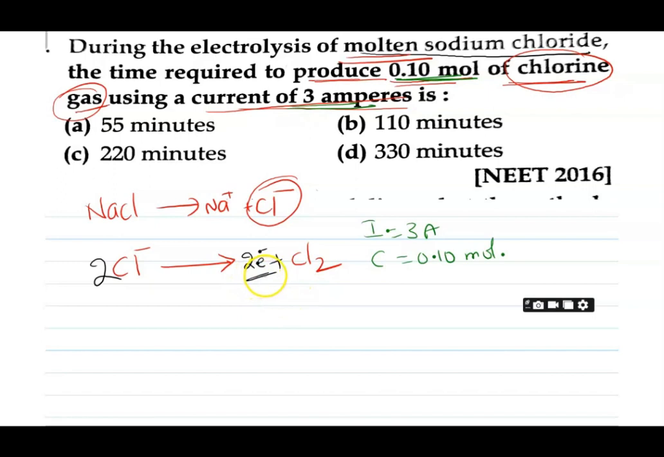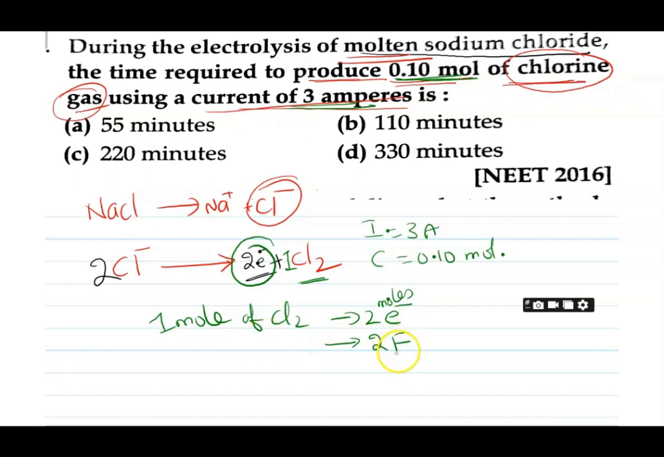Now you have to relate this by Faraday's laws of electrolysis, which we already know. To form 1 mole of chlorine, we require 2 moles of electrons. 2 moles of electrons is nothing but 2 Faradays. 1 mole of electrons is 1 Faraday, so 2 moles of electrons means 2 Faradays. So to form 1 mole of chlorine, we need 2 Faradays of electricity. Here he has given 0.